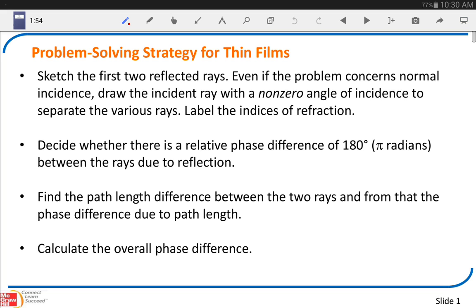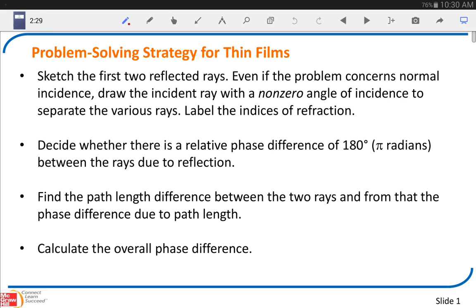All right. We ended last class period with the thin film, and I'm going to continue from where we left off. So here's our basic strategy for the thin film problems. We sketch the first two reflected rays, and even if the problem says we have normal incidence, we're going to draw the lines for the incident rays at an angle so we can separate the rays so they don't all go on top of each other.